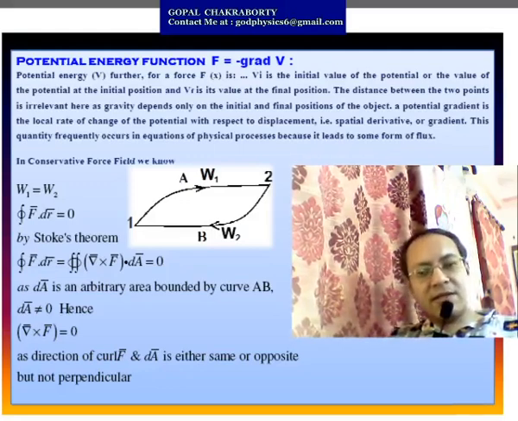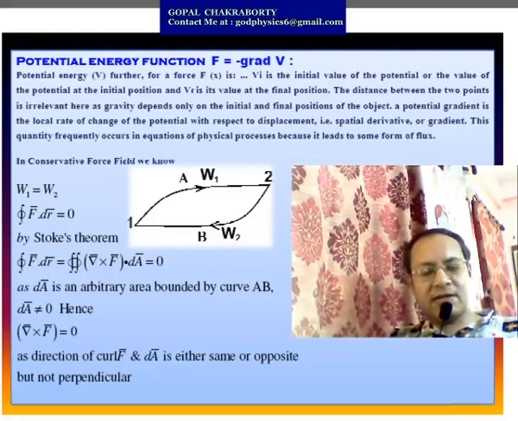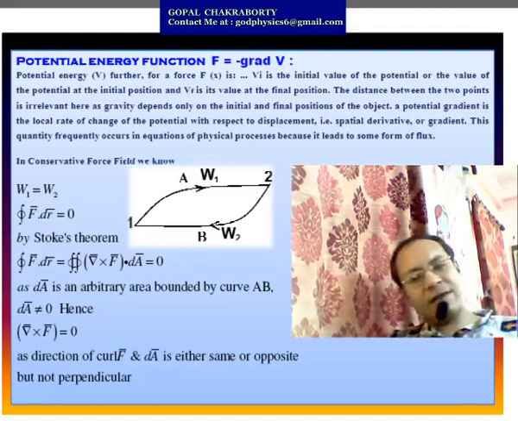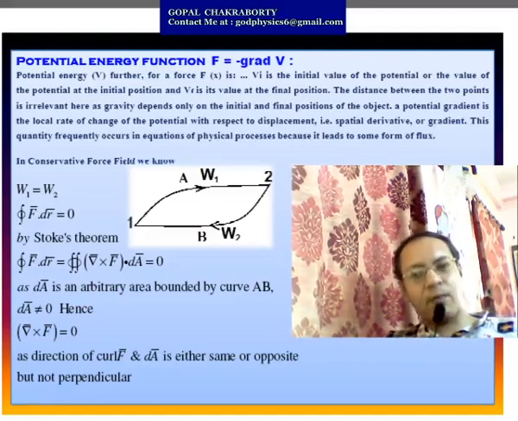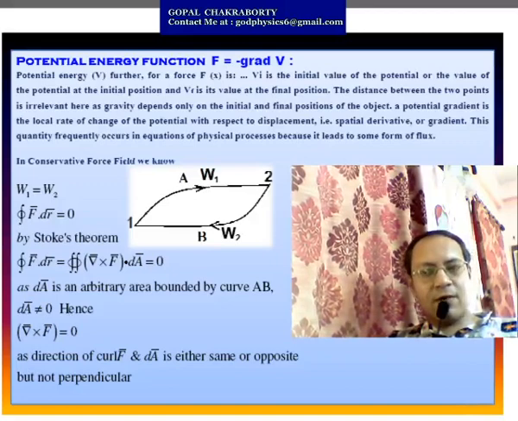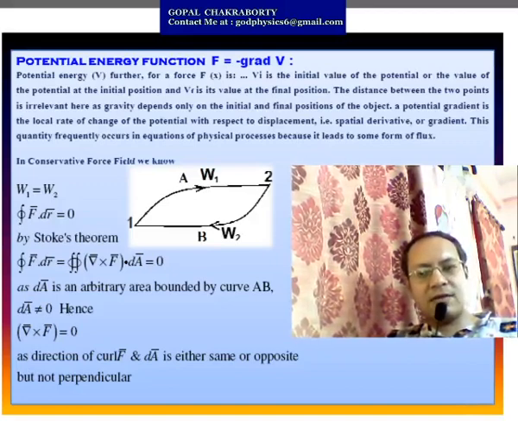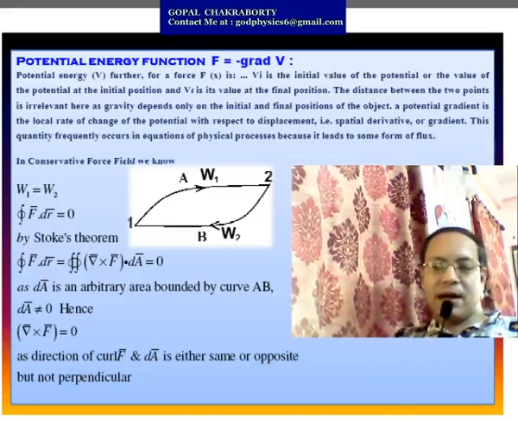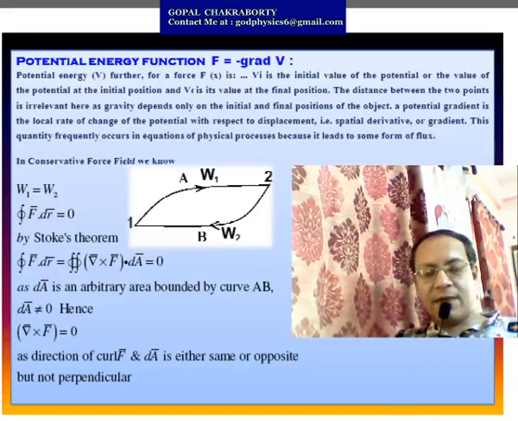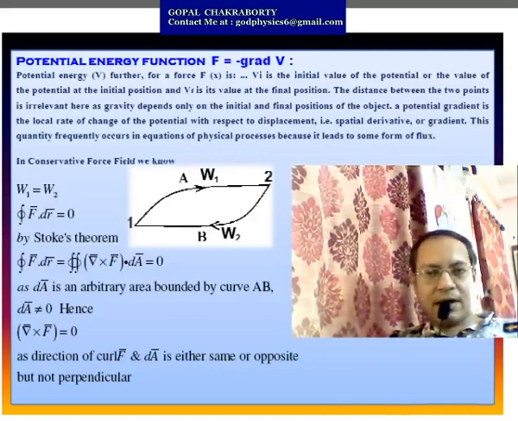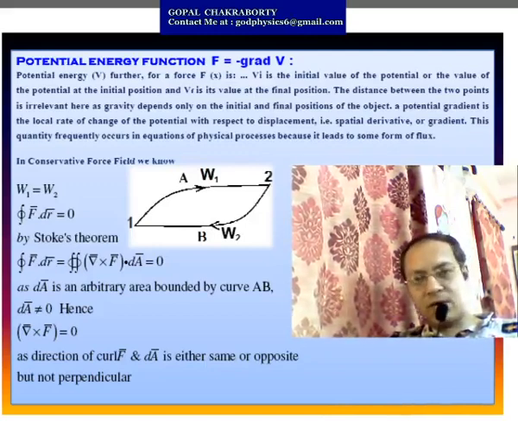W1 is the work done by the particle going from point 1 to 2, and W2 is the work done by the same particle coming back from point 2 to point 1. As per conservative force, we know that the total work done is conserved, so W1 will equal W2. Work done means the integral of F dot dr, force into displacement. So F dot dr will give you the work done. The total work done will be equal to 0, as the forces are conservative.